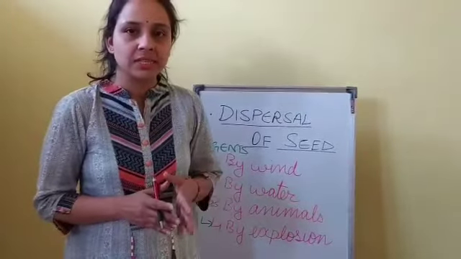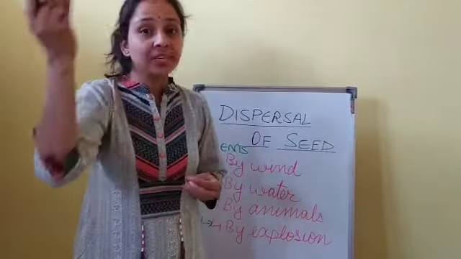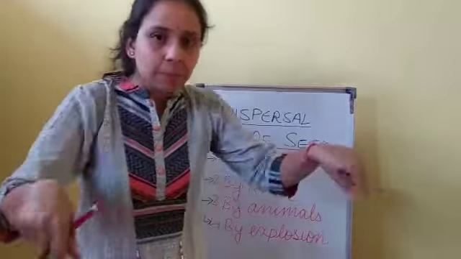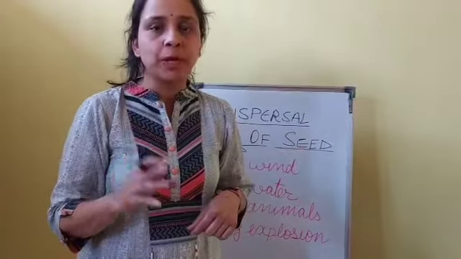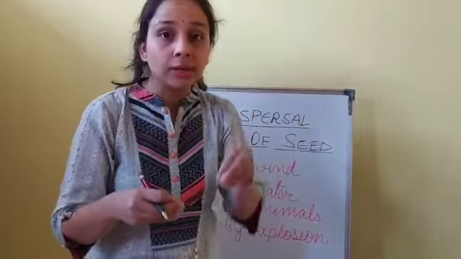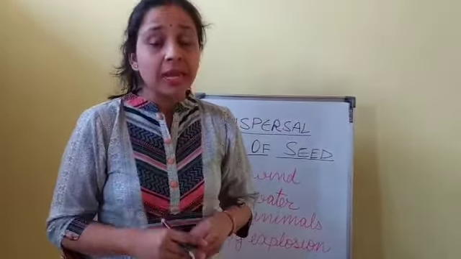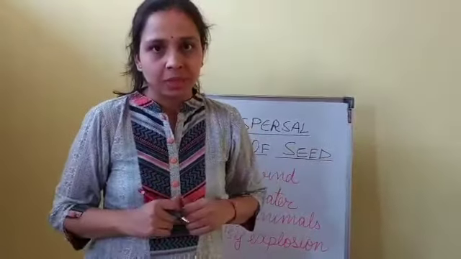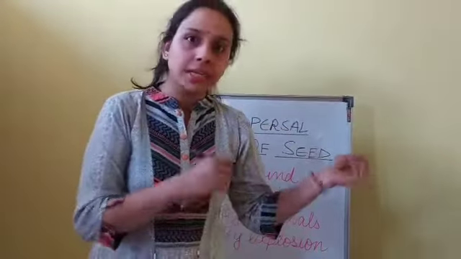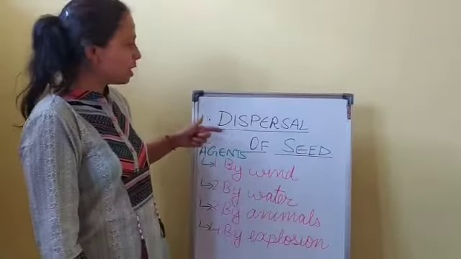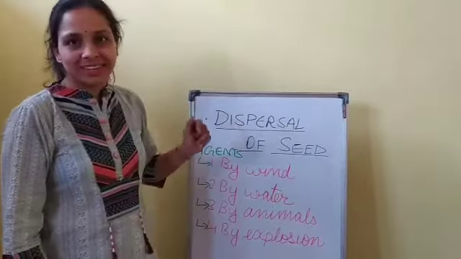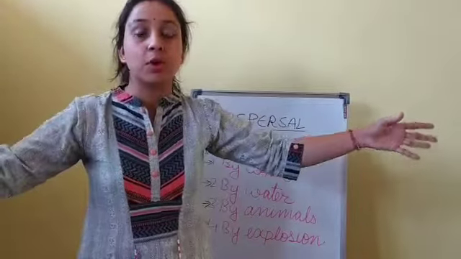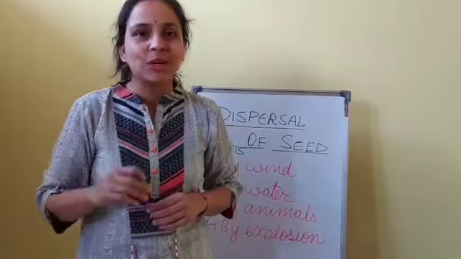Till now we have discussed how a seed germinates into a new plant. Now, if all the seeds are present at the same place, they cannot get an appropriate amount of sunlight, water and air. That's why the seeds should be dispersed or scattered from the mother plant. At this point, the other topic comes, that is called dispersal of seeds. The word dispersal means scattering of seeds from the mother plant. This is known as dispersal.